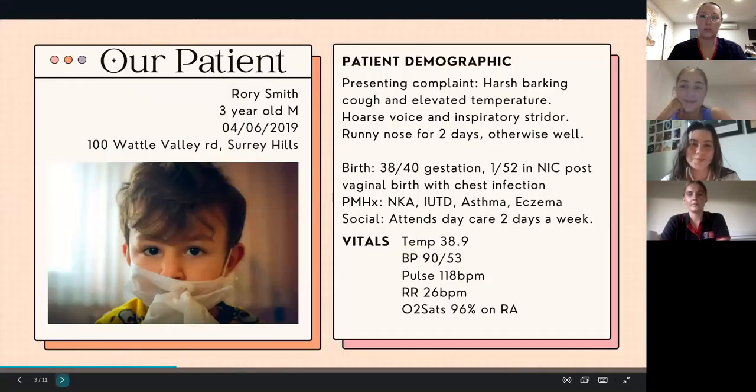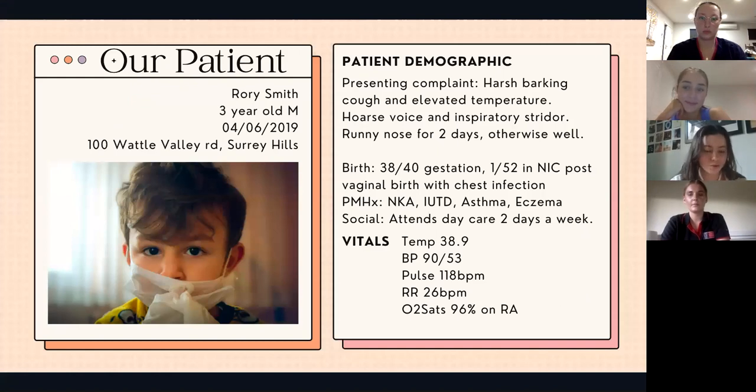Next slide. So we have our patient Rory Smith. He's a 3-year-old boy born on the 4th of June, 2019. Rory was presented to the hospital by his mom and dad past midnight at 15 past 1 with a fever and a harsh barking cough. He's also had a runny nose for 2 days now. And according to Rory's mom, Rory was coughing earlier, but it's gotten worse overnight.